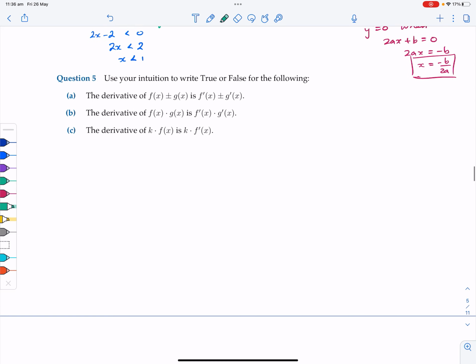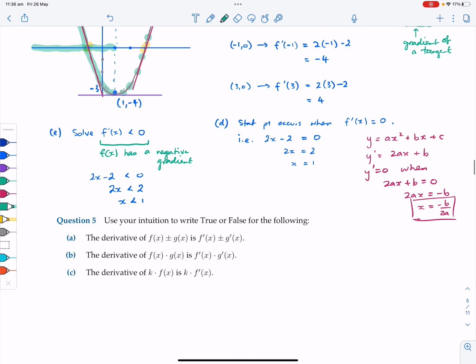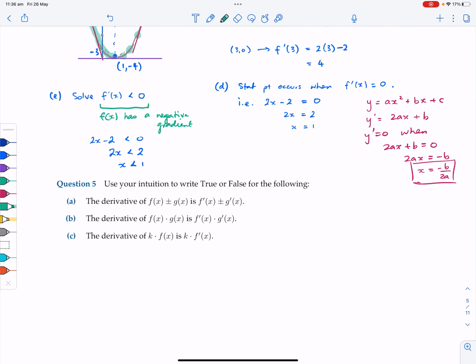Last one for this worksheet, this handout. Use your intuition to write true or false for the following. Now, there's no pressure to get this right. The point is to think about it before I just tell you. So the derivative of f of x plus or minus g of x is f dash x plus or minus g dash x. So what that's saying is if you've got the sum or difference of two functions and you want to differentiate, you just take the sum or difference of the two derivatives.